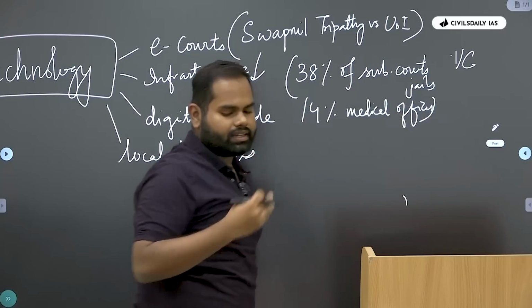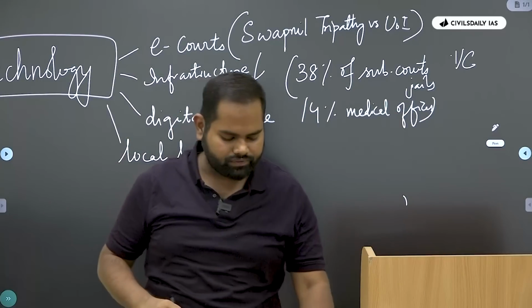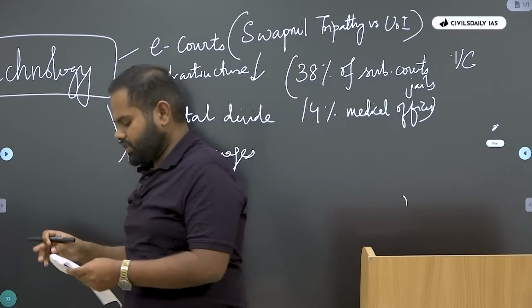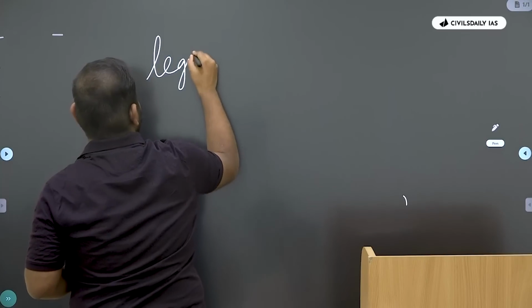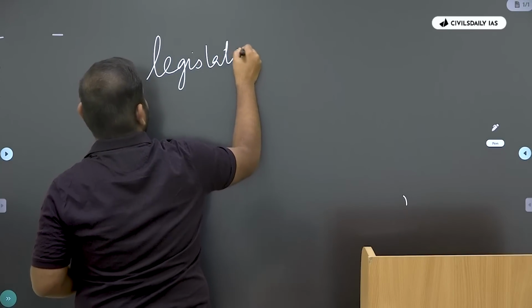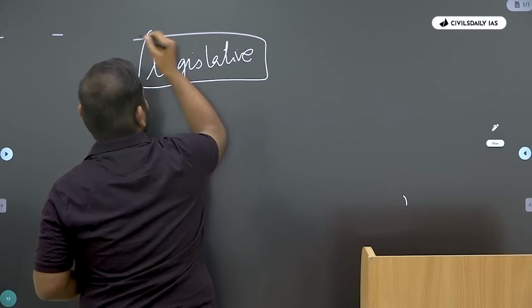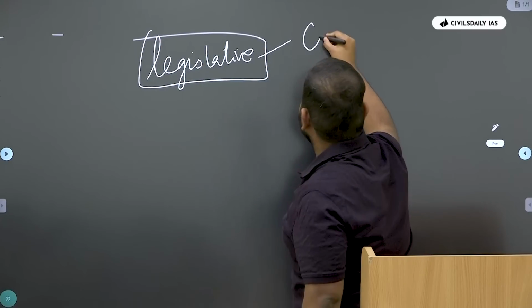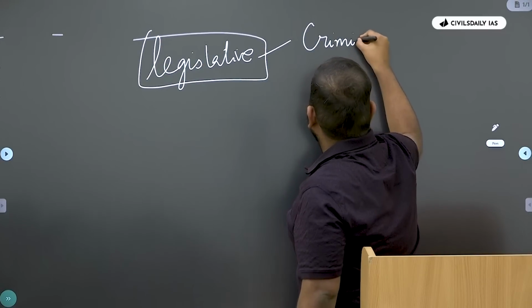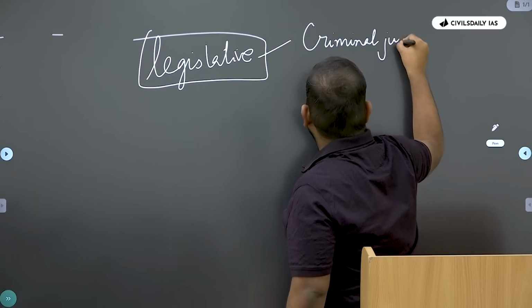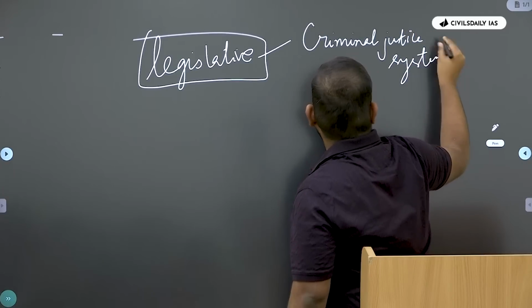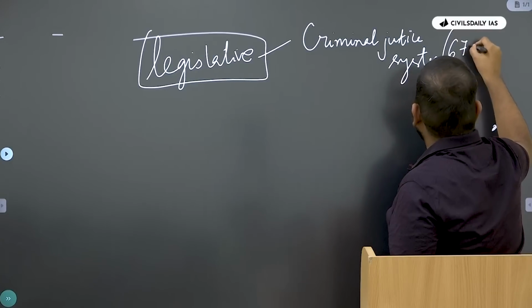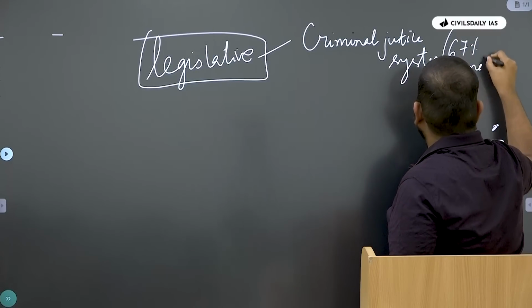That shows that we are not there yet. The technological infusion in the Indian judiciary is not yet there. From a legislative and policy point of view, you can always work on the criminal justice system that we have now. That is too archaic. For example, 67% of prisoners are undertrials.